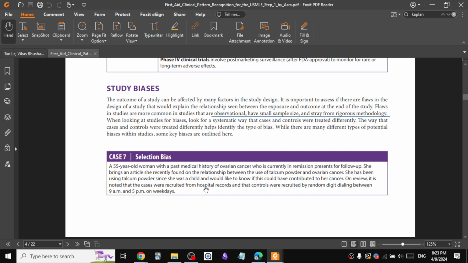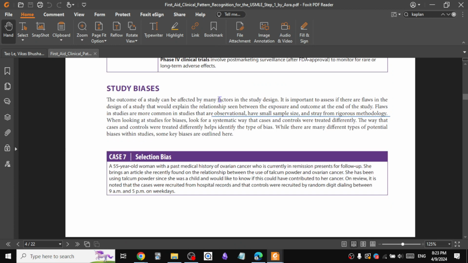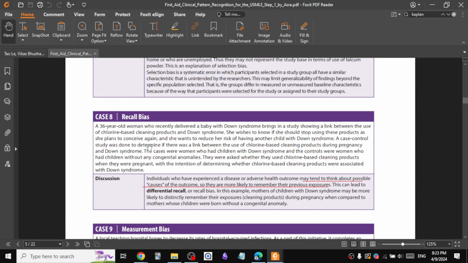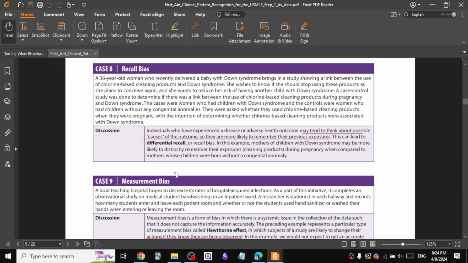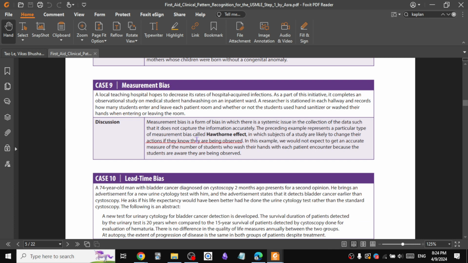All right. So this was the selection bias, right? Phases of clinical trial. We went almost through everything. Selection bias, all right, and discussion is fine. Recall bias. Now you understand this. Just read through it, okay? Understand what we're trying to say. People may tend to think about possible causes of the outcome, so they're more likely to remember their previous exposures. Differential recall, so they don't exactly know what they're recalling. Measurement bias, Hawthorne effect: people change their actions if they know they're being observed.